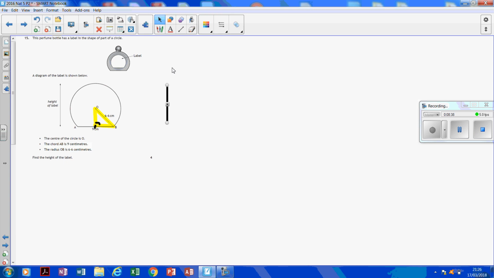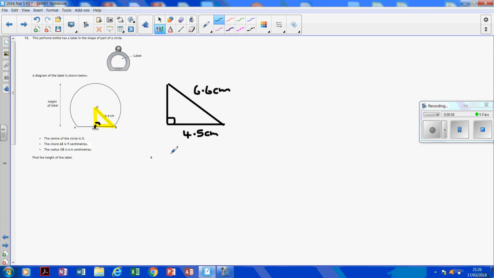And what we've got then is, this side here is 6.6 centimetres, that's 6.6 centimetres. This wee bit here is our 90 degrees. Now going right across that whole part is 9, so we've got to halve that to get 4.5 centimetres. The question asks is the height of this label. Now from there to there, that whole part up there, that's the radius. That's the same as the radius.